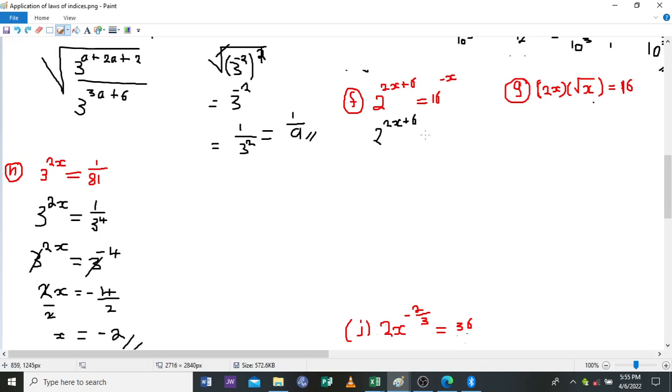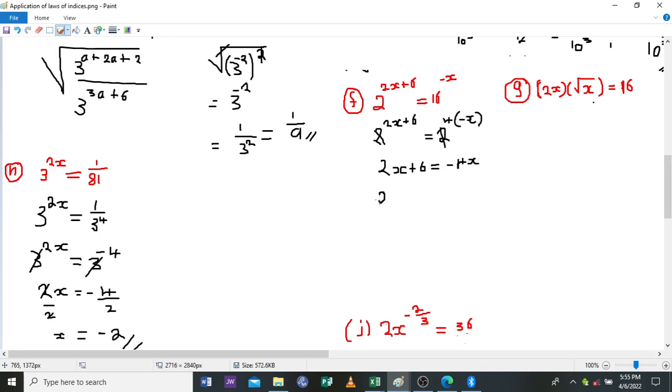Okay, that's good. Now 16 can be raised to 2 to the power 4, right? Now that power will be multiplied with the power we have, sorry, not 3 but x, that's negative x, after writing 16 in index form, which is 2 to the power 4. Now see that the bases again are equal, so we can equate the powers. That's 2 plus 6 is equal to negative 4x, right?